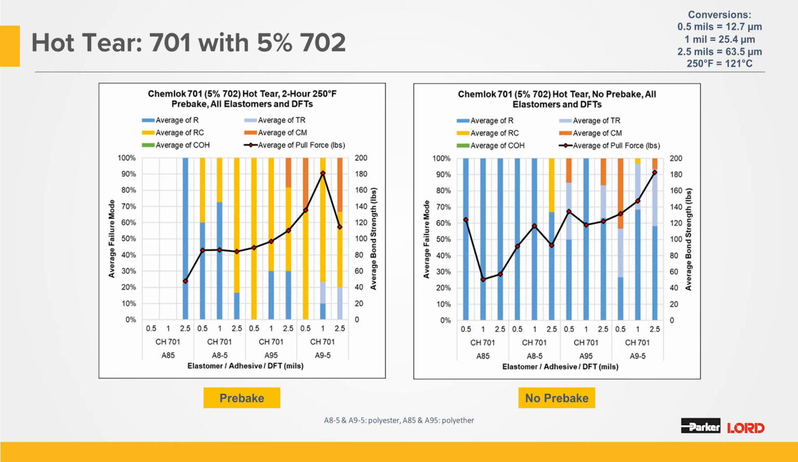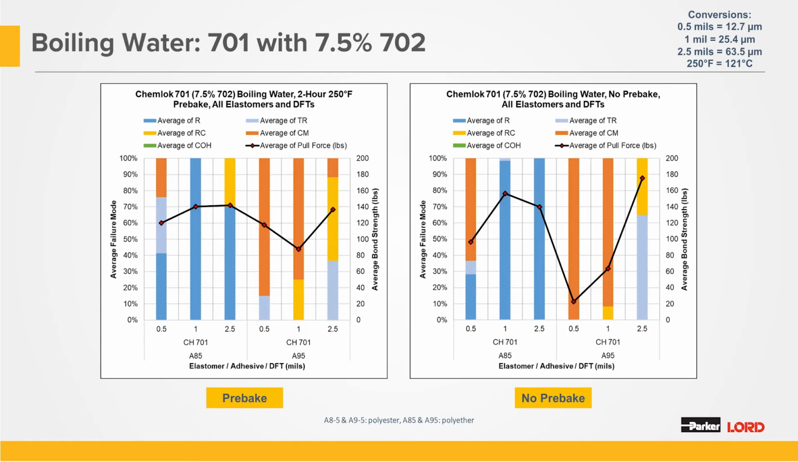Now moving on to bond strength, we can see that both with and without pre-bake, the highest bond strength is observed on the A9-5. There isn't a significant trend in dry film thickness with either pre-bake condition, and there's little variation based on dry film thickness for the graph of results with pre-bake.